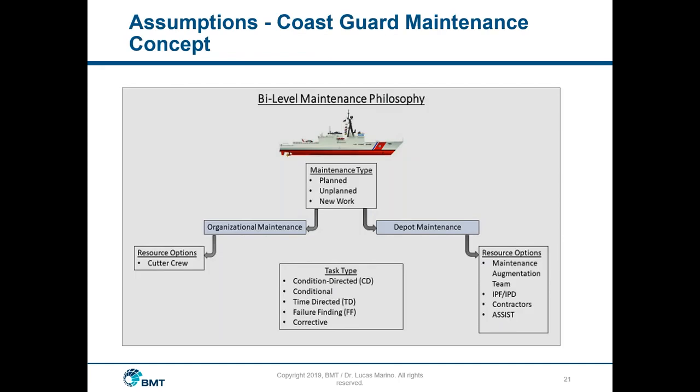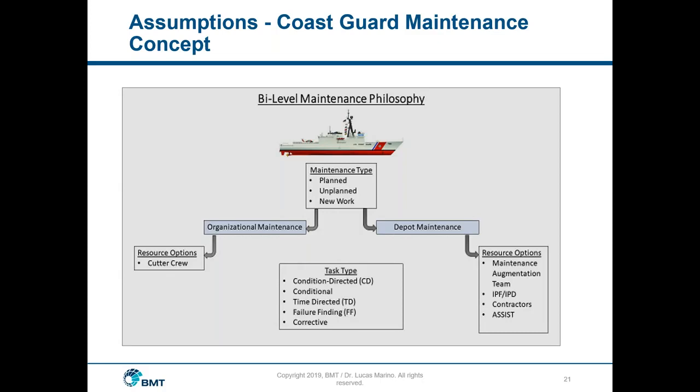So when we talk about different maintenance philosophies and models, the Coast Guard's is pretty basic. A lot of other services have gone to this bi-level maintenance model, which means really that we're just going to do maintenance in two locations. We're going to either do it at the organizational level, or we're going to do it at a depot level with an OEM or some type of outside contractor.